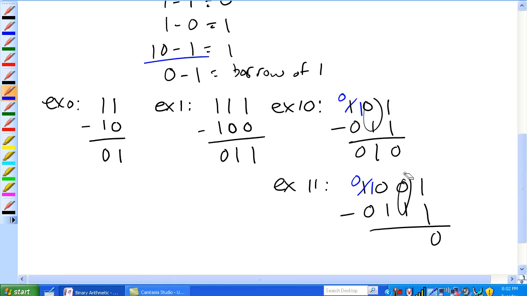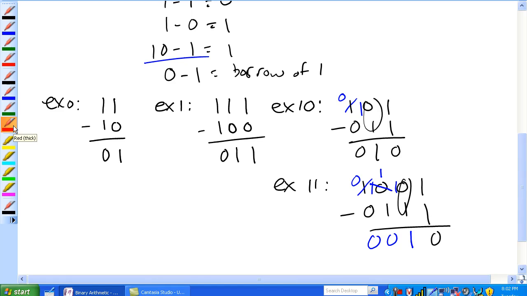So what we're going to do is borrow a 1 from this one, bringing that down to a 1, and this a 10. Okay? Because remember, the next thing below a 10 is a 1. And now we've got a 10 up here. So 10 minus 1 is a 1. 1 minus 1, 0. 0 minus 0, 0.